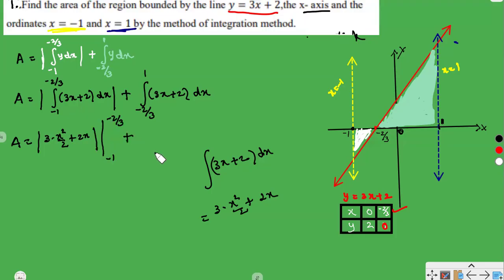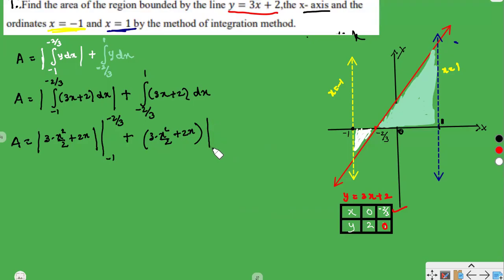Plus. Similarly, the same formula is again written for the integral of 3x plus 2. What is the formula now? 3 into x square by 2 plus 2x. The formula is the same for both. The only thing that is changing is the limit. What I'm writing now is -2 by 3 to 1.